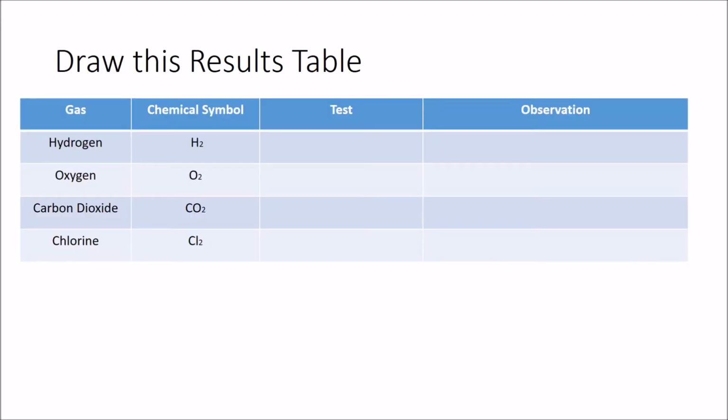So can you please get down this table, and you're going to be filling it in as I do the experiment. We're testing for hydrogen, oxygen, carbon dioxide, and chlorine, and they're the chemical symbols. You're going to need to leave quite a bit of space because you're going to need to write what the test was and then what your observation was during the test. I'll be doing the tests and then showing you what the observations look like, but we'll also be talking through the theory of them before you watch me do the test. So pause the video and jot down this table.